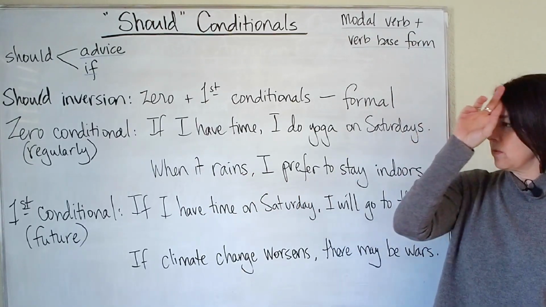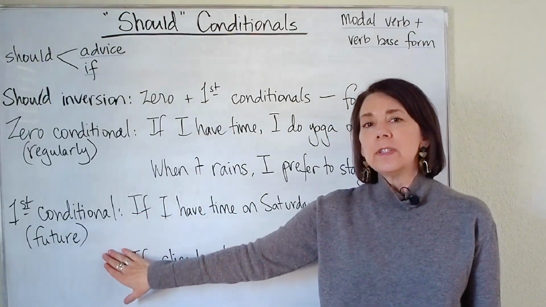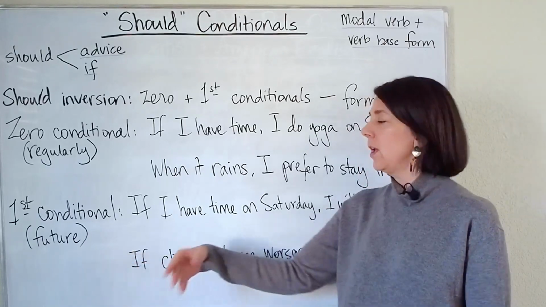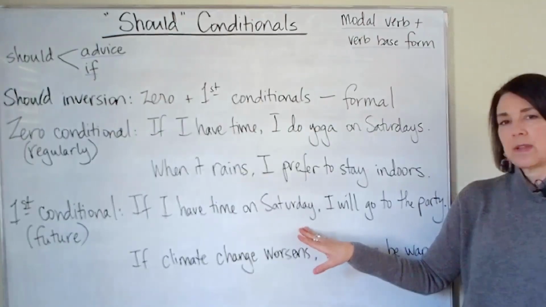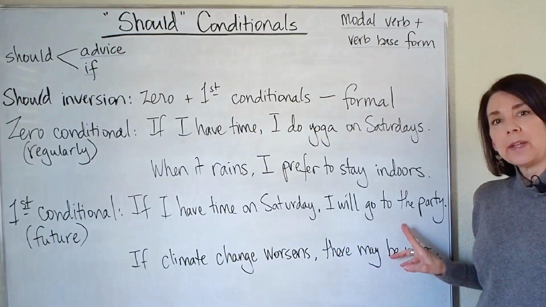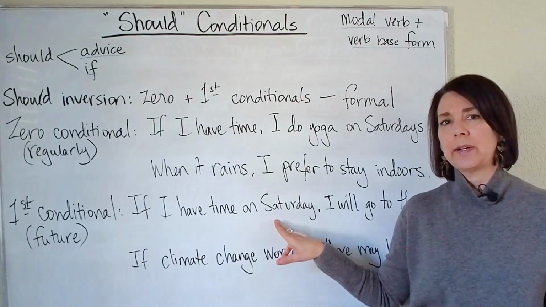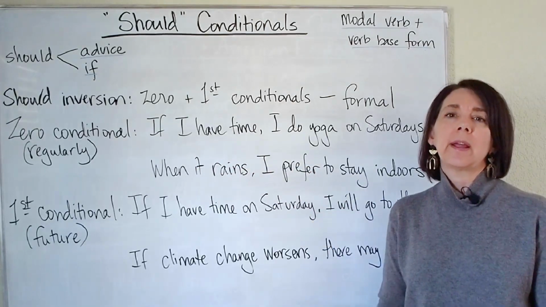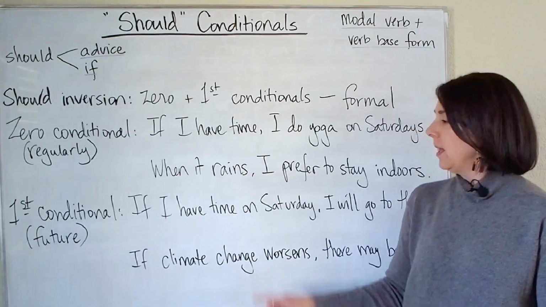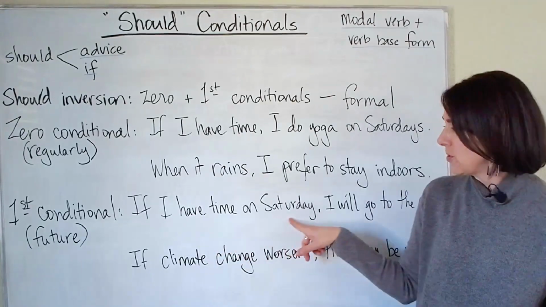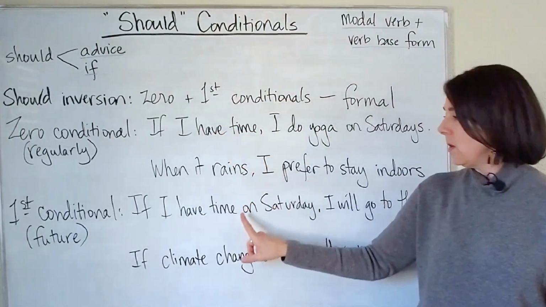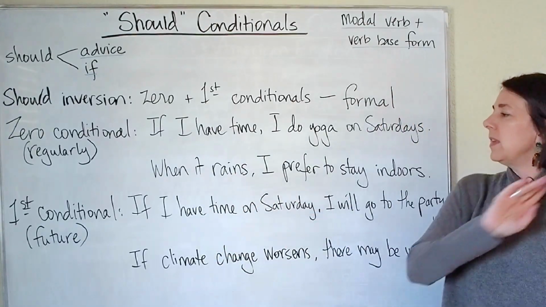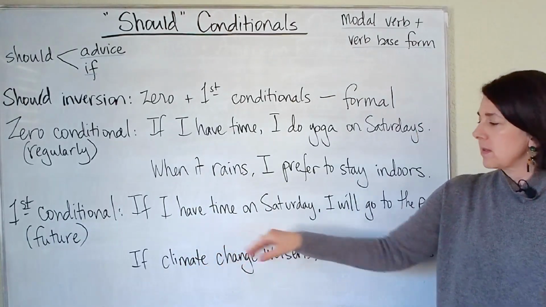Okay, let's look at the next one, which is the first conditional. The first conditional is used to talk about a condition that will have a result in the future. For example, if I have time on Saturday, I will go to the party. So which Saturday am I talking about here? Am I talking about every Saturday? No, I'm talking about a specific Saturday that is coming in the future. Notice that even though we're talking about the future, because Saturday is in the future, we use simple present tense. And that's just the rule with these conditional dependent clauses.